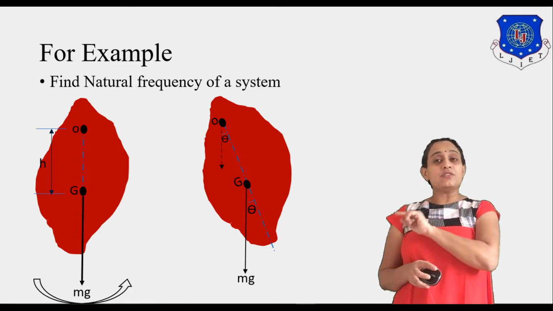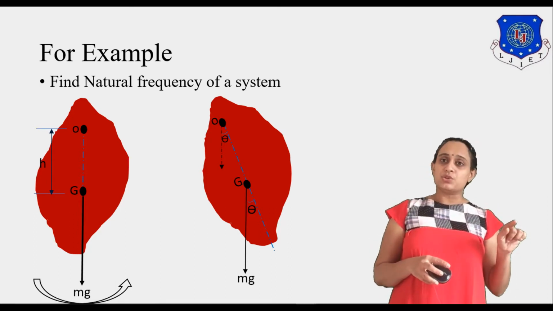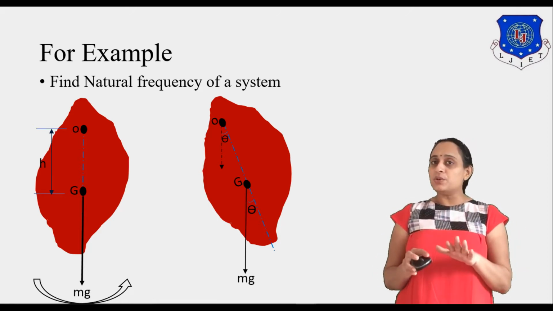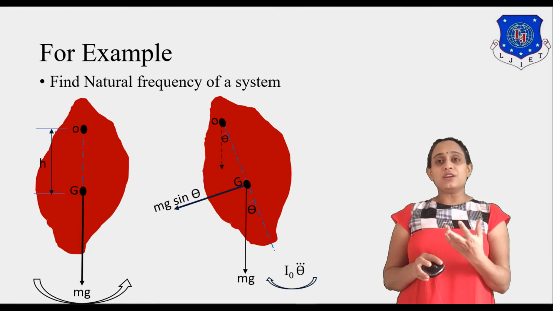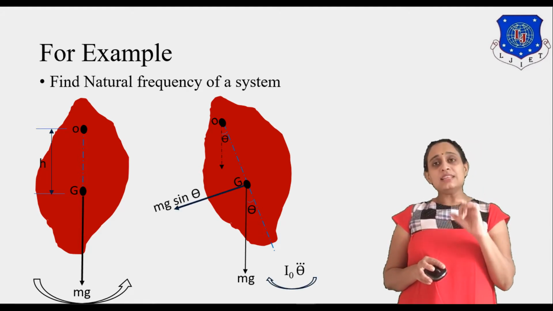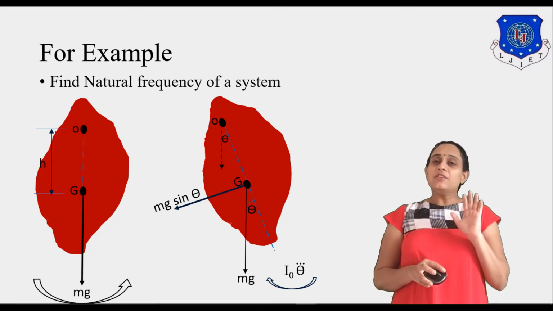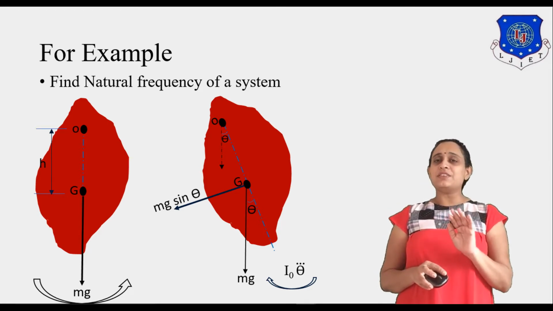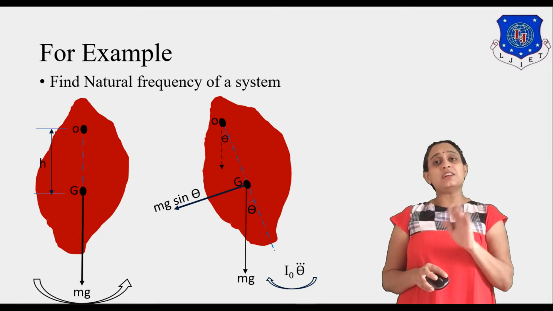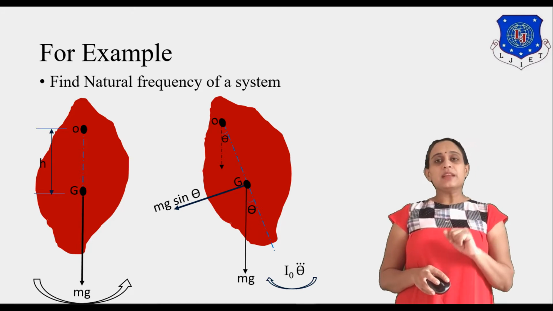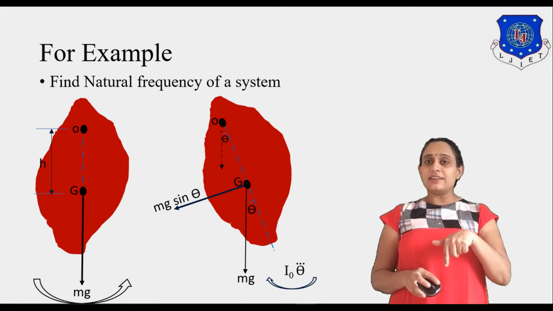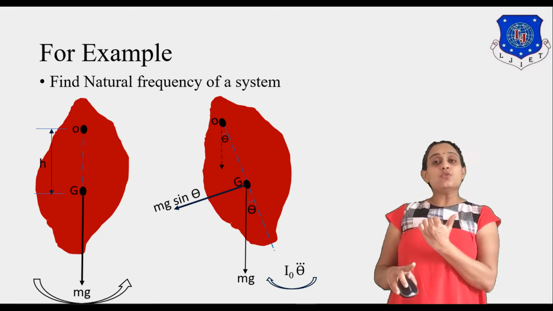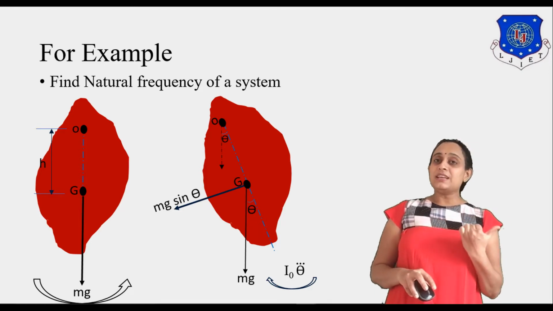The inertia torque will be in the opposite direction of the motion. What is the value of the inertia torque? It is I0 theta double dot. Basically, we have studied I alpha; in this case we are considering theta double dot, which is the angular acceleration. Because mg is in the downward direction, and with respect to the axis it makes angle theta, the restoring force is mg sine theta.